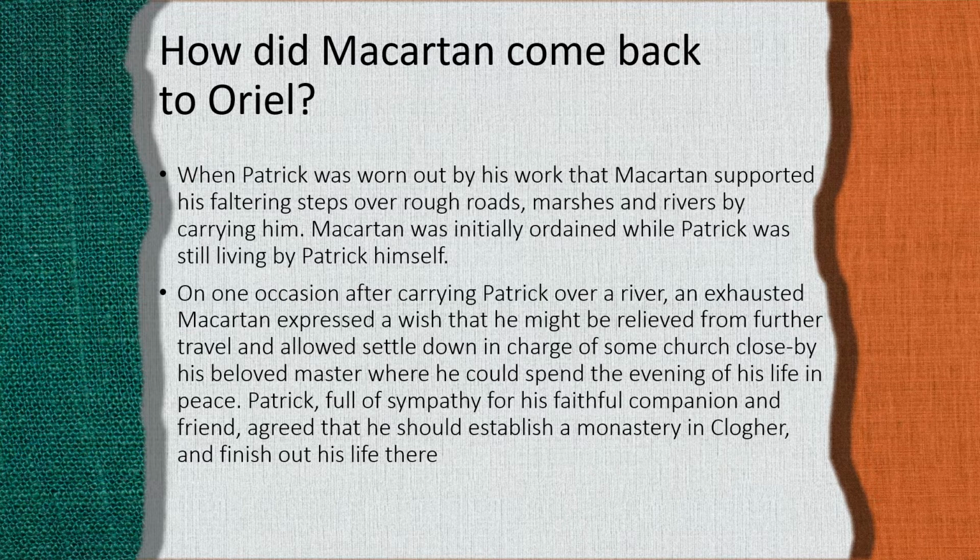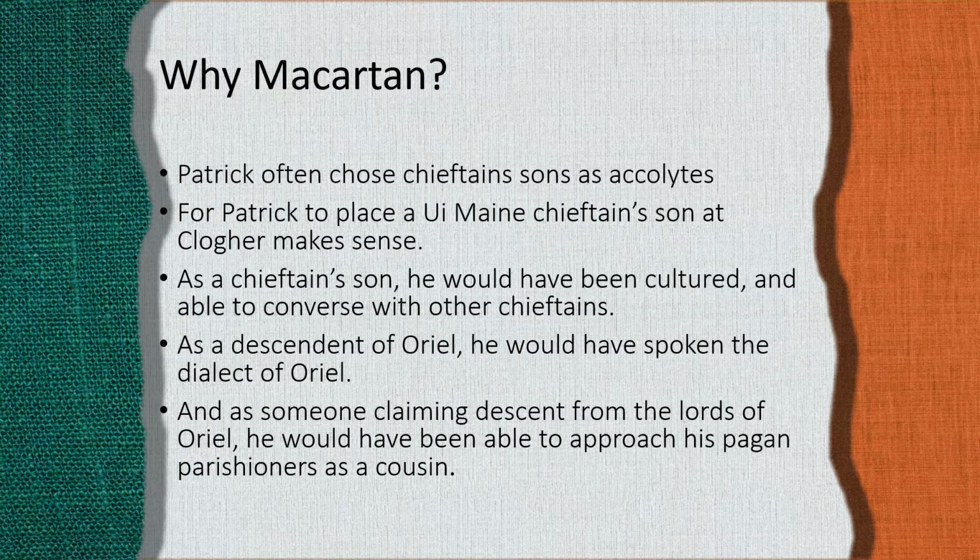Incidentally, this was back in the year 500, when there was no prohibition against Catholic priests being married, and so we'll assume that Macartan brought his family up from Connaught to the monastery at Clogher. Why did he pick Macartan? Well, Patrick often chose chieftains' sons as acolytes. It made good sense. For Patrick to place a Hymeny chief's son at Clogher also makes sense.